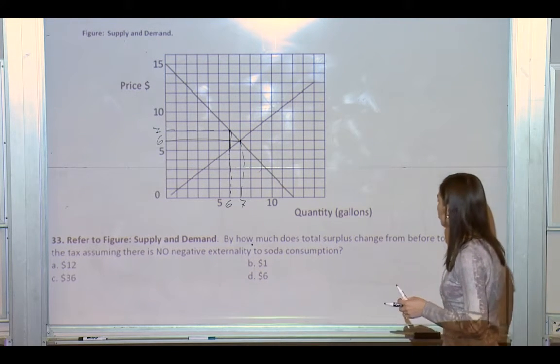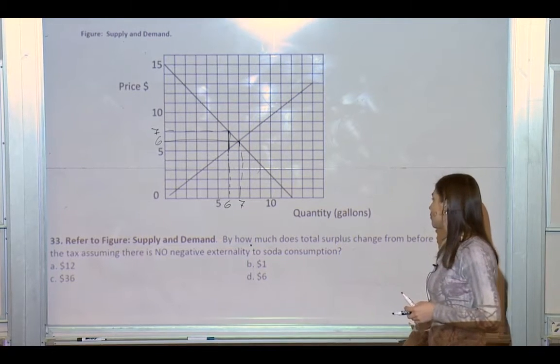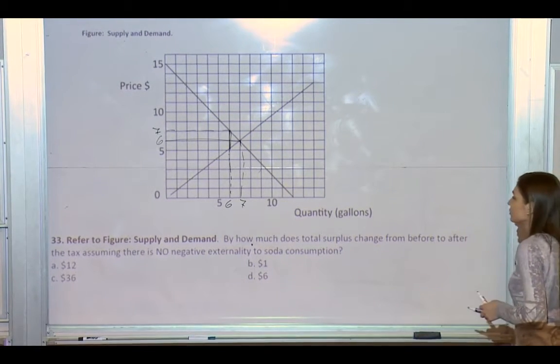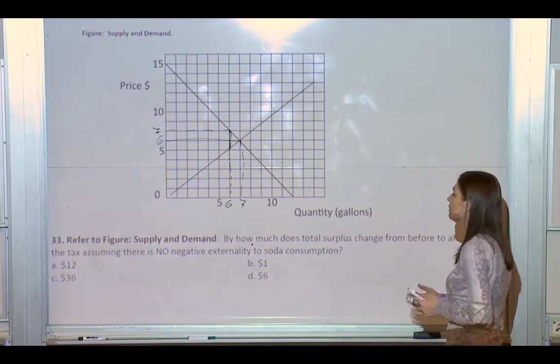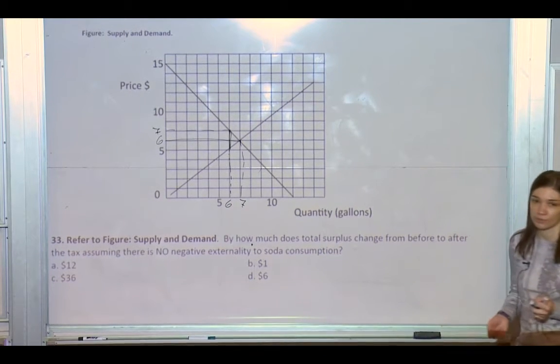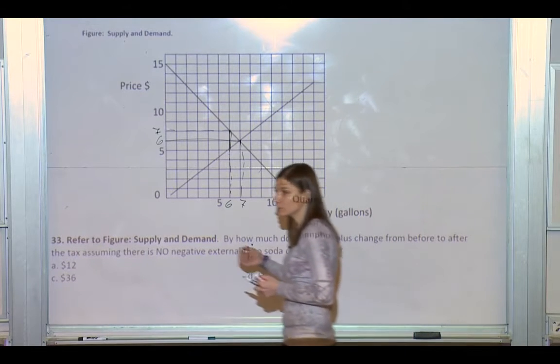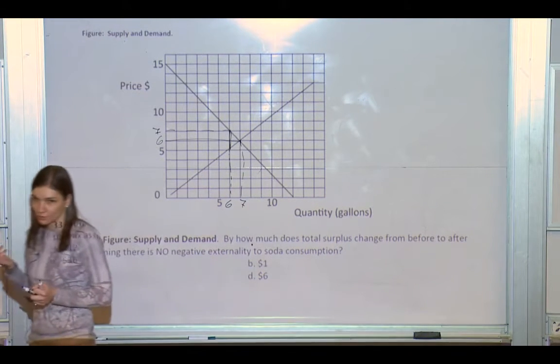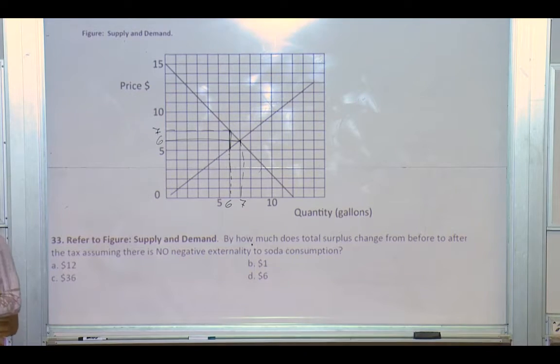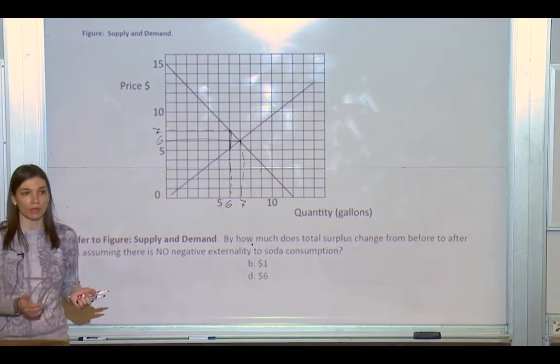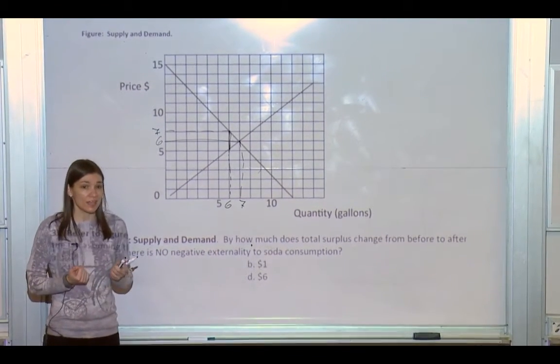By how much does total surplus change from before to after the tax, assuming there is no negative externality to soda consumption? Okay. So if there were an externality, total surplus would actually be higher with the tax, right? Because the tax will be correcting for it. In this case, there's no negative externality. The government just imposes a tax.